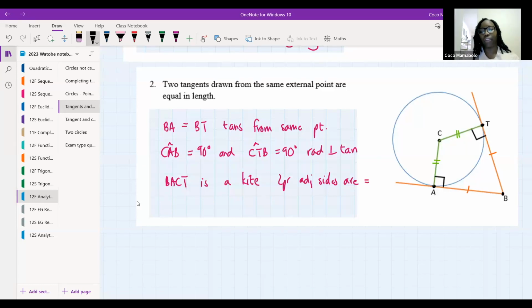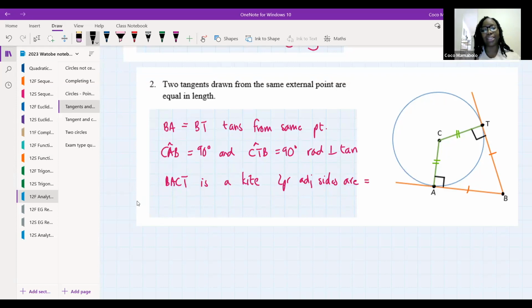Lebogang says, is it converse tan chord theorem? No, it's not. Remember, in order for it to be tan chord, we would need a chord. And unfortunately, inside our circle at the moment, we don't have a chord. We have a line from the circle center. It doesn't cut through a major or a minor segment in my circle.